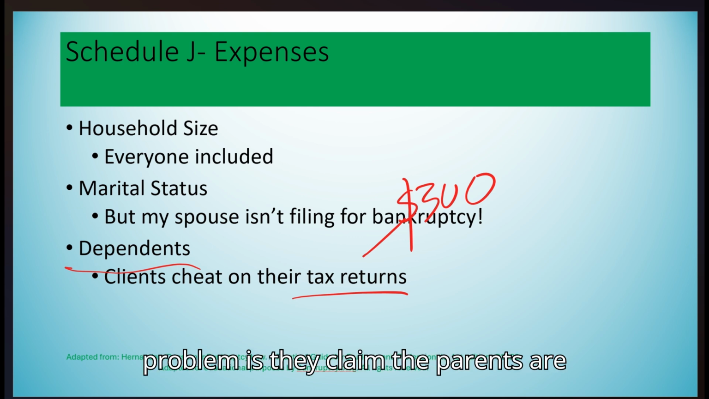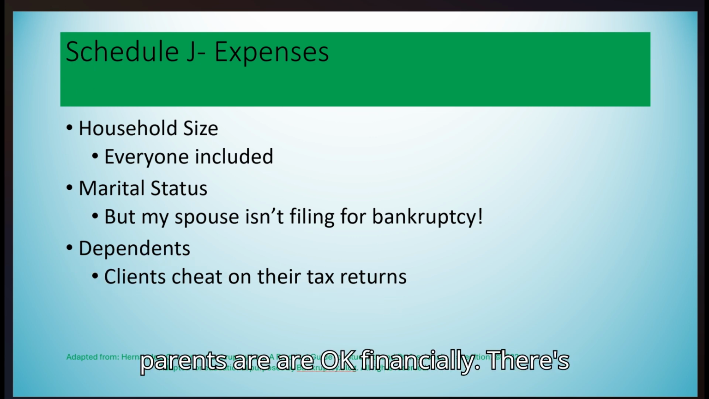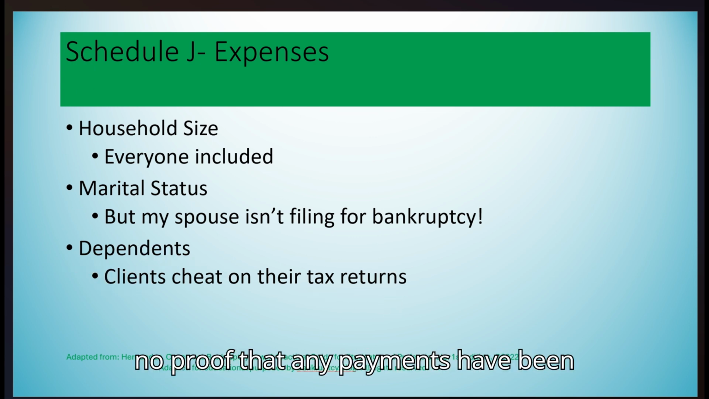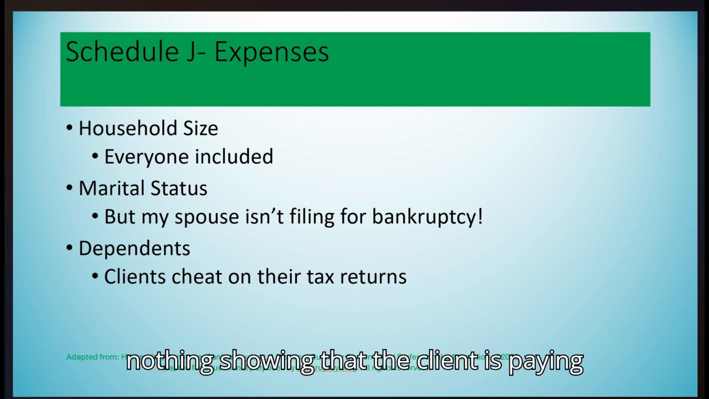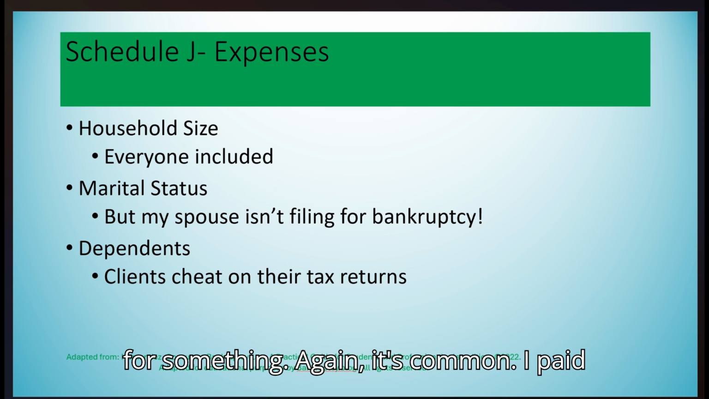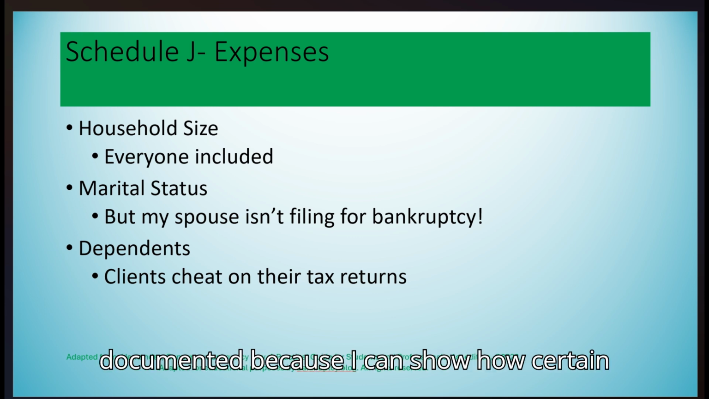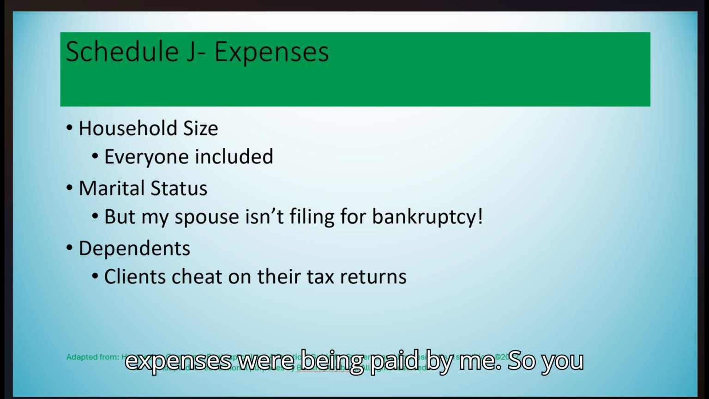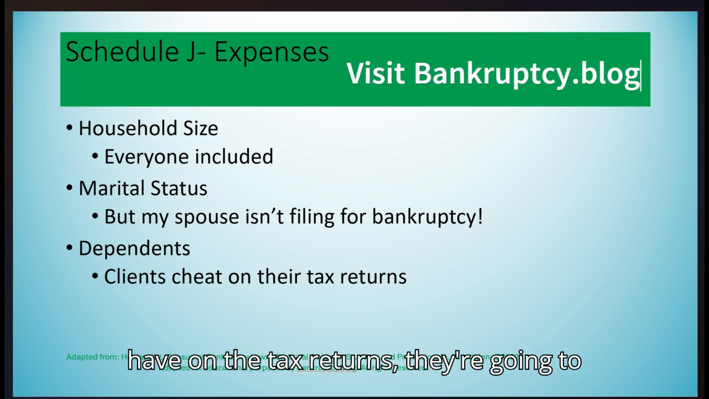The other problem is they claim their parents are dependents, and they're really not. Their parents are okay financially. There's no proof that any payments have been made. There's no bank accounts, nothing showing that the client is paying for something. Again, it's common. I paid for expenses for my parents. I didn't include them, but it was well documented because I can show how certain expenses were being paid by me. So you have to look at that when they have it on the tax returns.